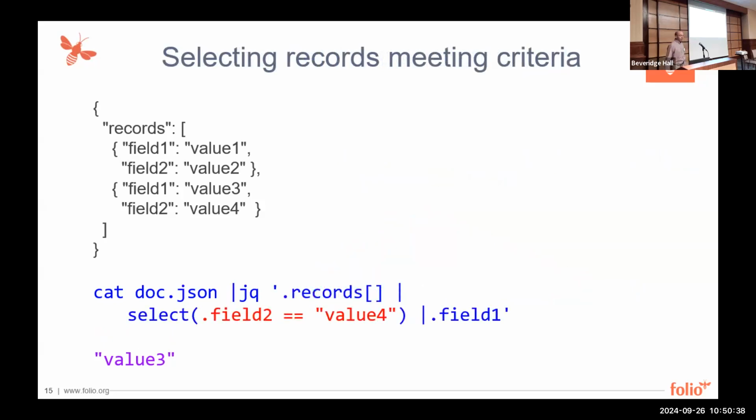So now let's make this slightly more complex. We'll select the records only where field 2 is equal to value 4, and then select field 1 from that object. What this is doing is going through the records, and now we're inside the records array. Then it's going to select the second object and grab field 1.